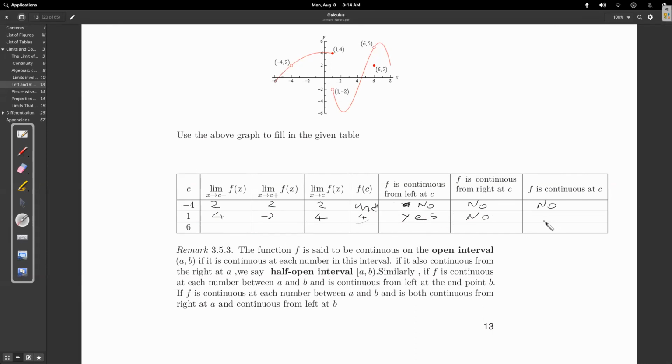Again, for two-sided, no, because the two-sided limit is undefined. Sorry, I wrote the wrong one there, because these two are defined, no? The left and right limits are not equal. So because the two-sided limit is undefined, this one is a no.